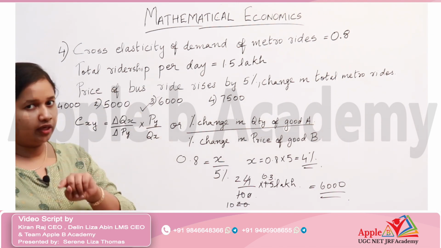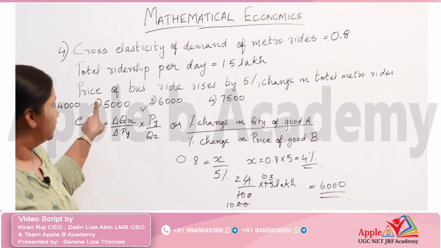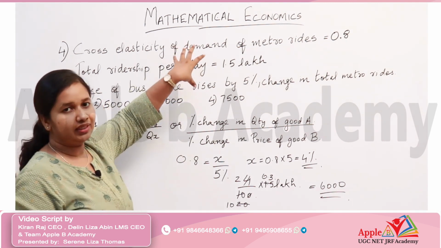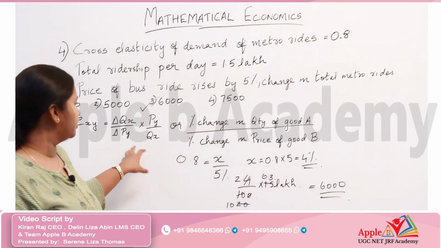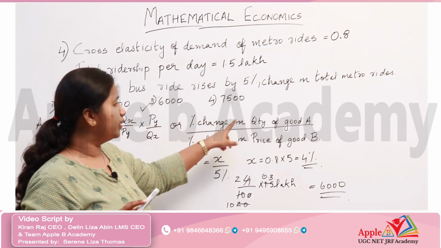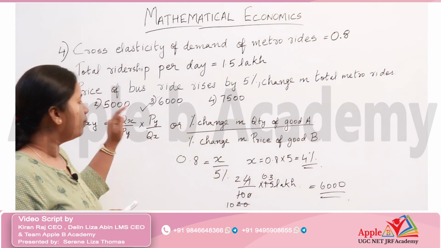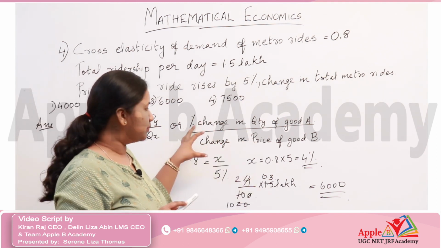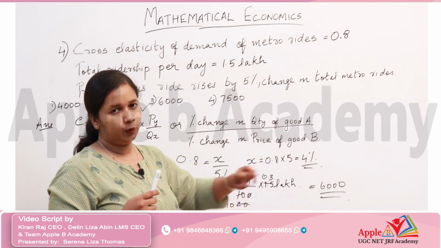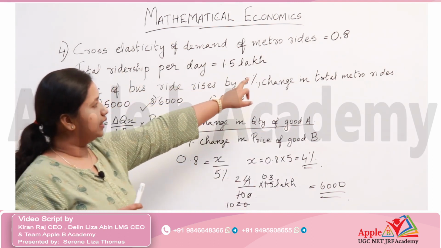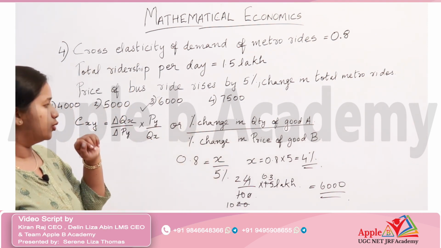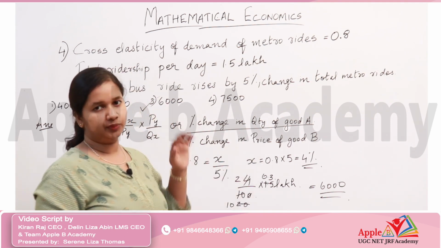Clear? Here the cross elasticity of demand of metro rides is given, which is 0.8, the total ridership per day is given as 1.5 lakh, and the price of bus ride rises by 5%. So, all the variables which we needed are given in the question. We just need to substitute them in the equation. Substituting, we get percentage change in quantity of good A, which is 4%. Now, to find the change in total metro rides, it is 4 by 100 into 1.5 lakh. So, you get the answer as 6,000, which is option C.